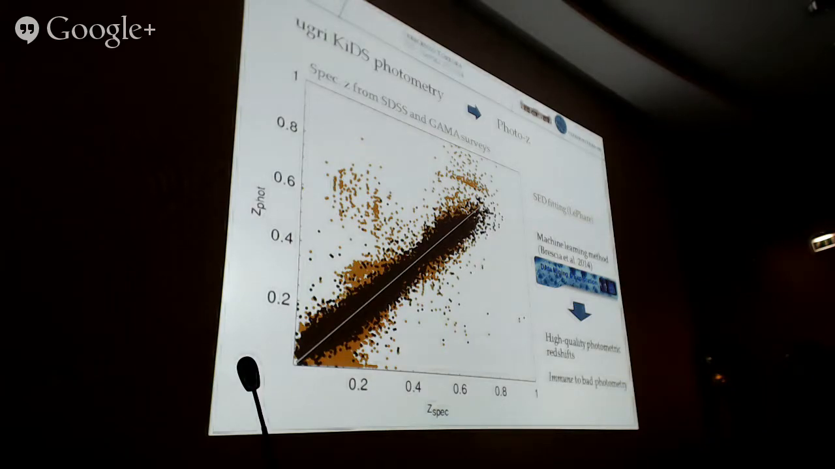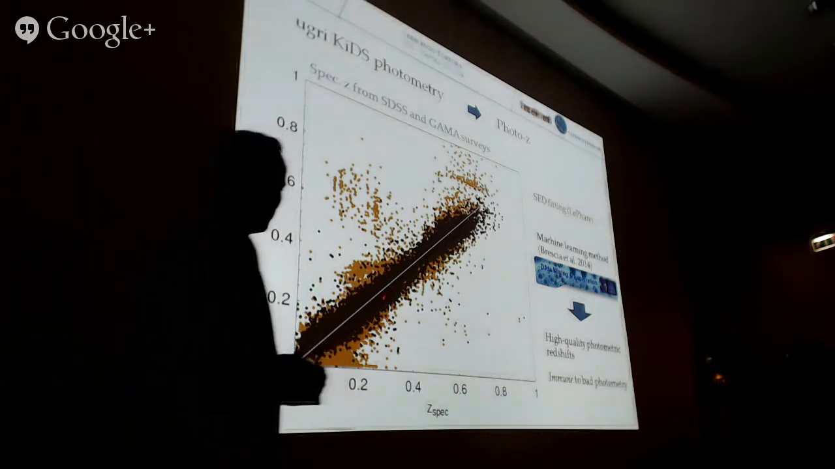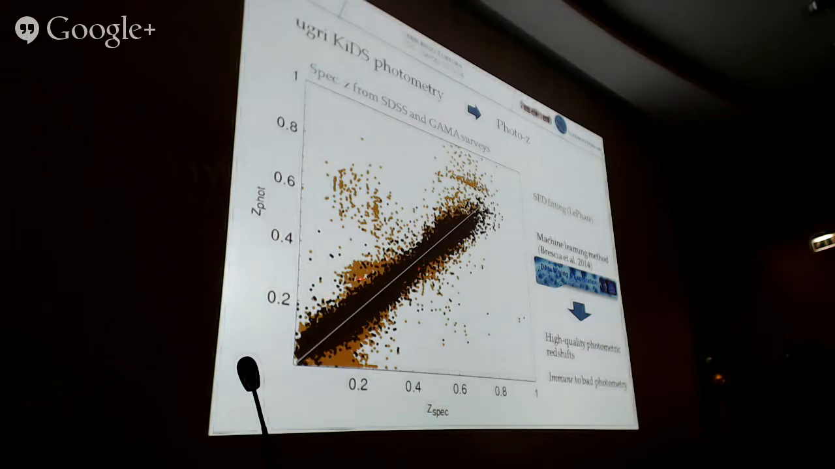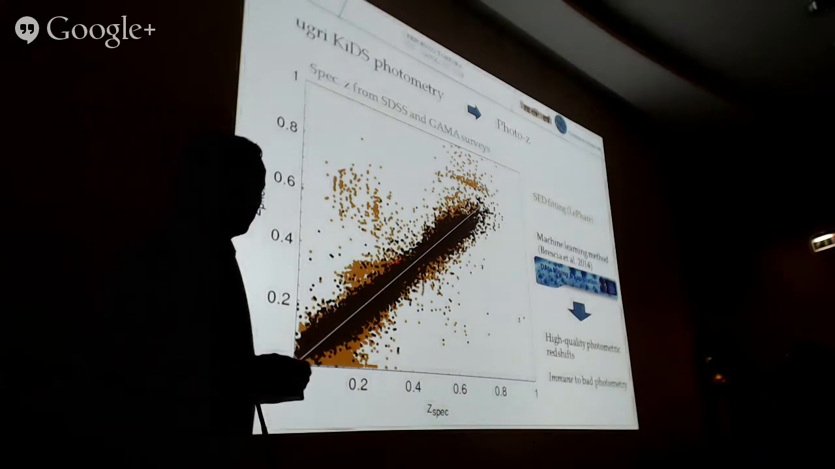So for a subsample of our galaxies with measured spectroscopic redshift, here I show you our derived photometric redshift as a function of spectroscopic redshift. We have used an area with spectra from SDSS and GAMA in common with our fields. What you see is the scatter in the result from the machine learning method, which provides high quality photometric redshifts, which are ideal for galaxy evolution analysis.